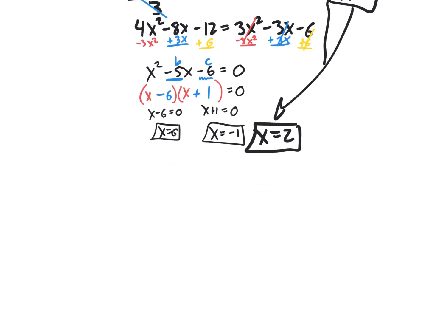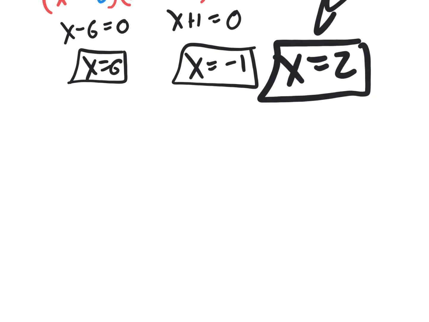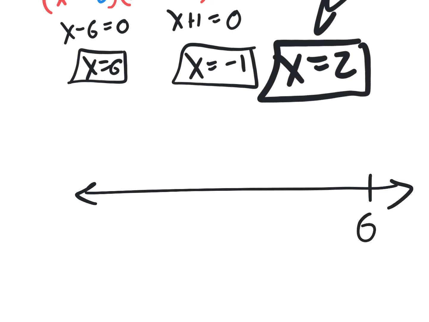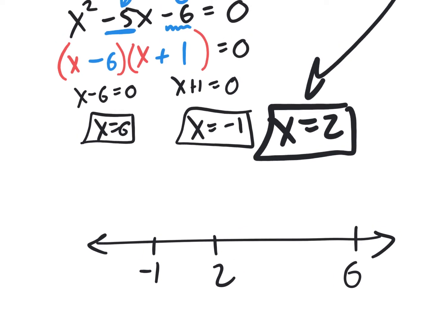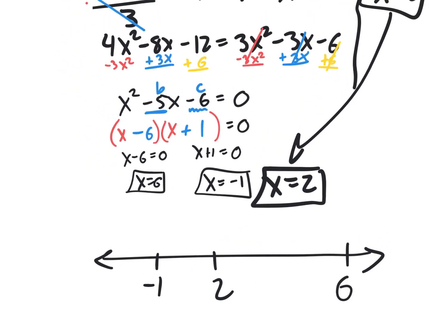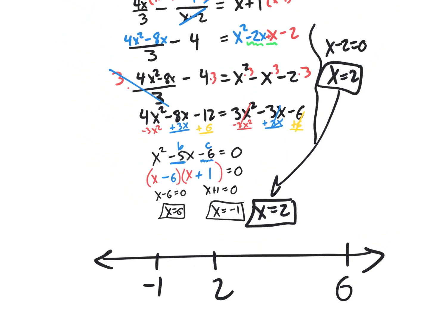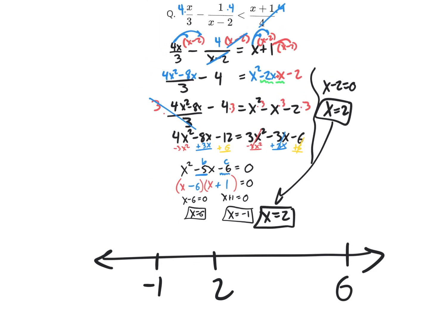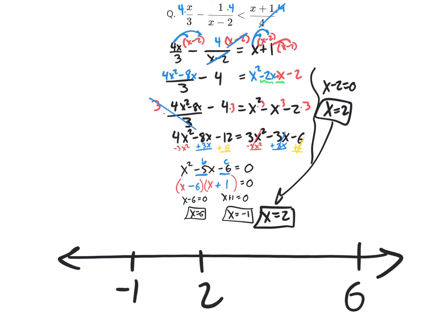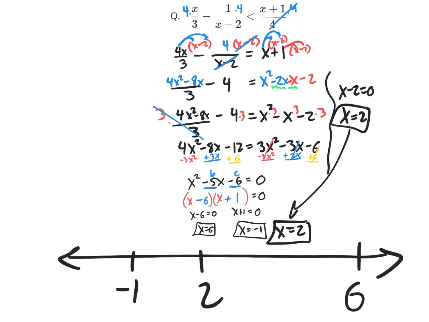So here's my number line. And I have the number 6, I have the number 2, I have the number negative 1, and I need to test areas, right? So let's test the value that's over here on the left side of negative 1. So what value would you like to test that's on the left side of negative 1? Anybody? Negative 2? Okay, yes. Somebody said that they wanted to plug in negative 2.